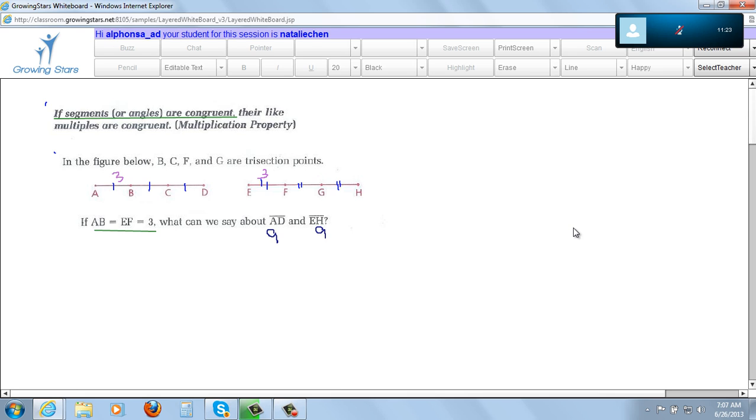And the next pair, B and C. What do you conclude about the segments AD and EH? They are alternate interior angles, right? Segment AD is congruent to segment EH. Can you write it? They are also congruent. So corresponding angles are congruent. Alternate interior angles are congruent.